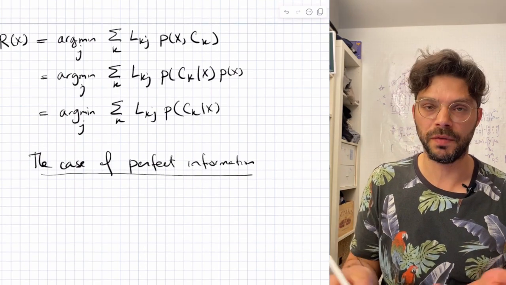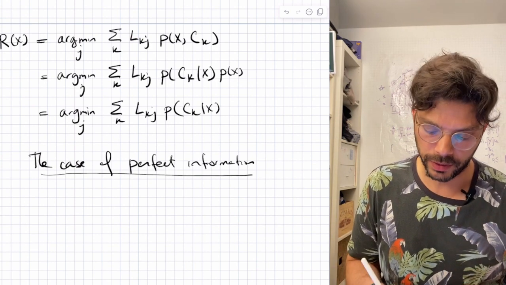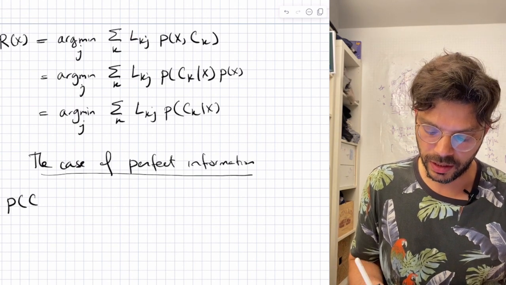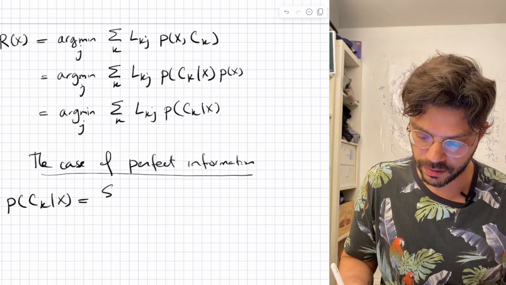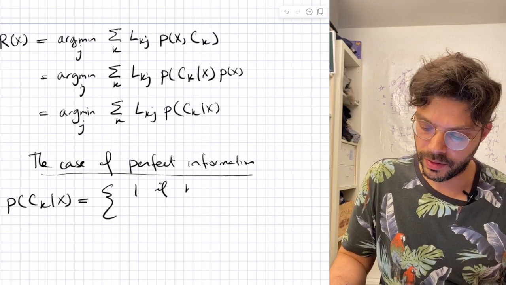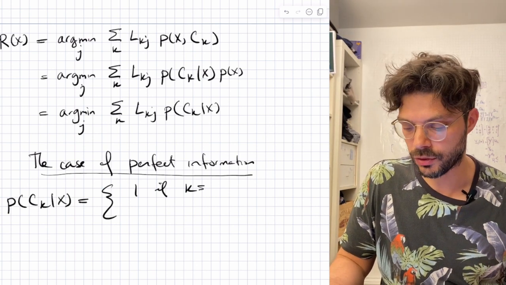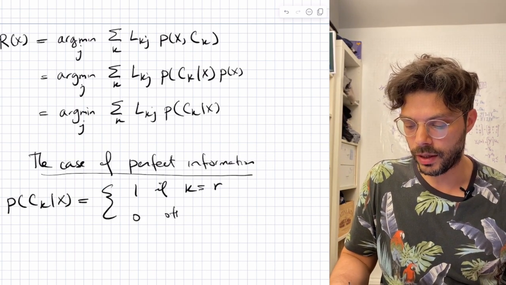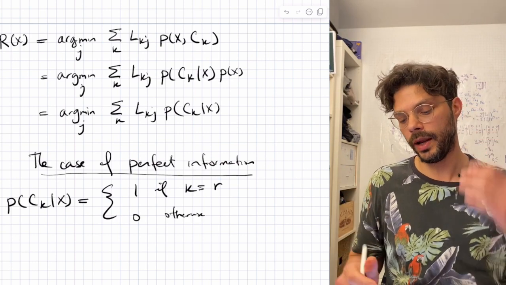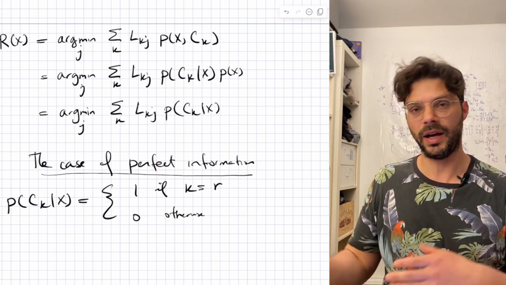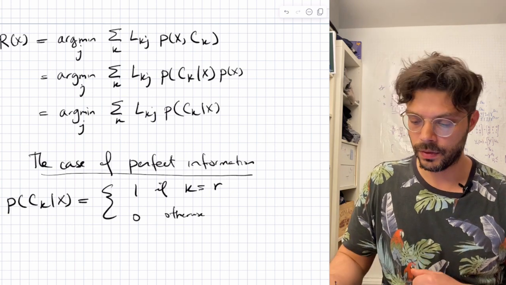So now, what does perfect information amount to? Well, that amounts to p of c_k given x being equal to 1 if k equals, let's just call it r, and 0 otherwise. That's like someone has told you that once you see x, you know exactly which class it comes from.